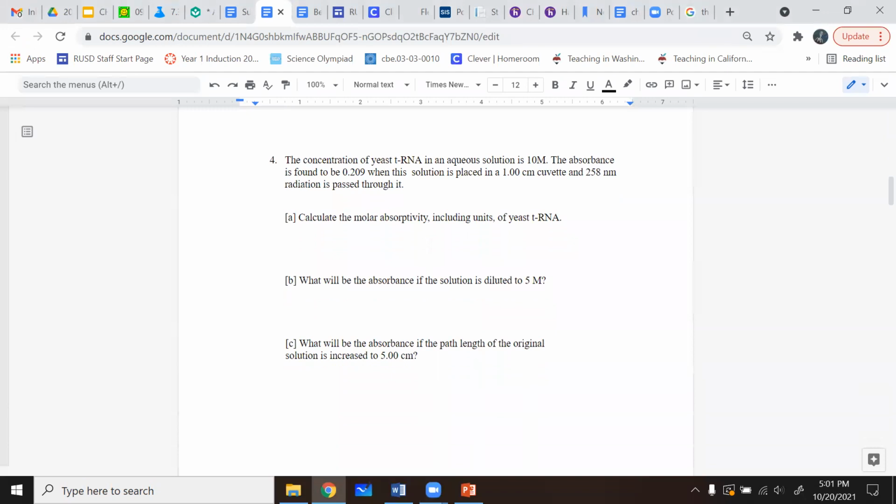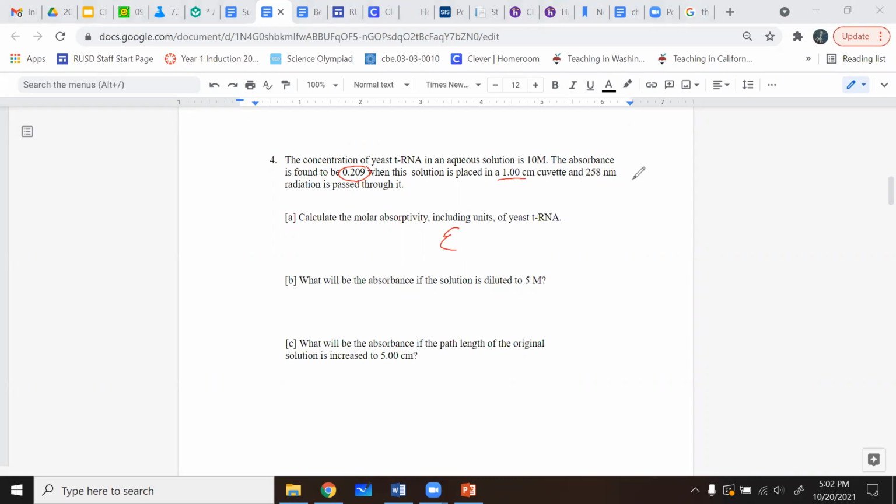We have the concentration of yeast tRNA in an aqueous solution is 10 molar. The absorbance is found to be 0.209 when this solution is placed in a 1 centimeter cuvette, and 258 nanometers of radiation is passed through it. So first and foremost, calculate the molar absorptivity. So again, we're going to solve for E. We are given an absorbance value. We are told that the path length is going to be 1 centimeter because we have a 1 centimeter cuvette.